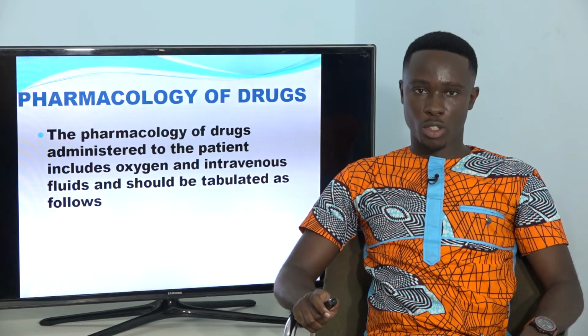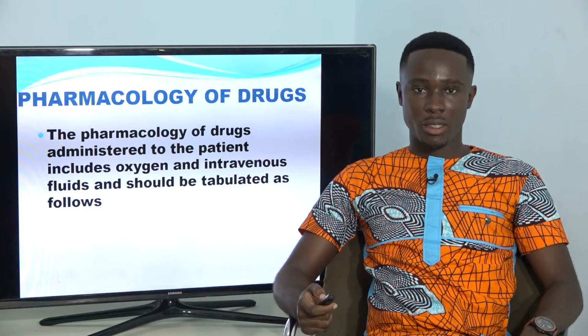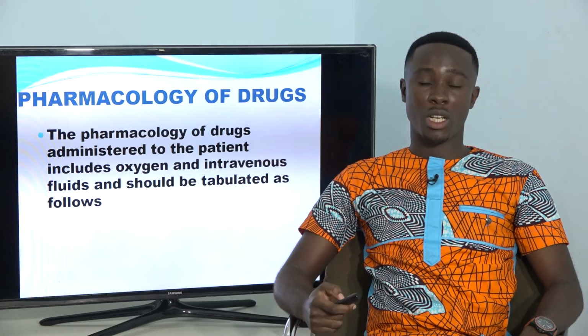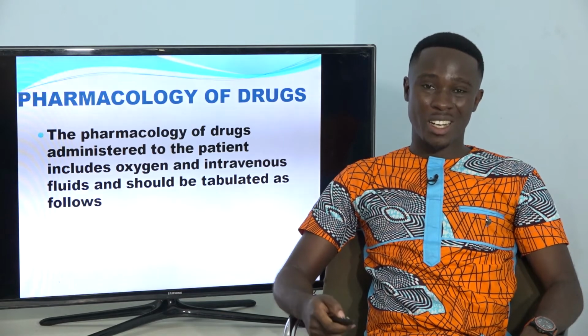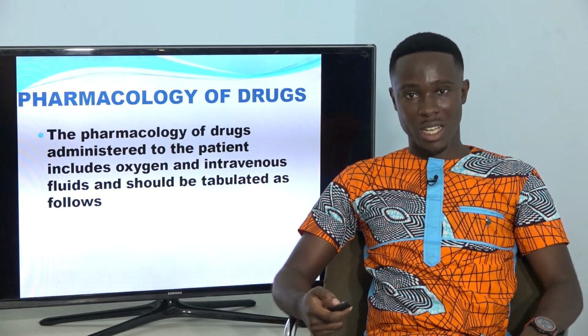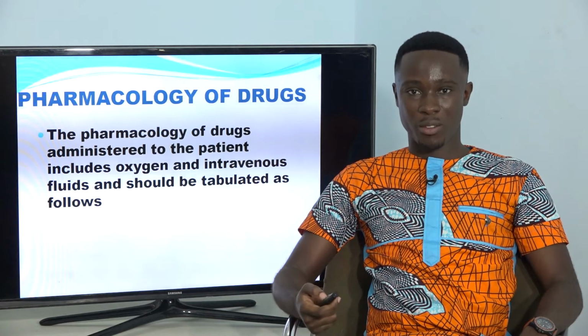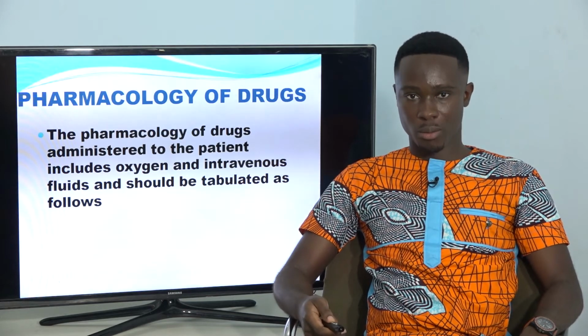Then we move to pharmacology of drugs. Under pharmacology of drugs, we've done pharmacology. We want to know the date the drug was ordered. We want to know the class of the drug. We want to know the drug's name itself. We want to know the mechanism of action. We want to know the desired effect of the drug, the side effects, and also if there were any side effects, how you managed them.